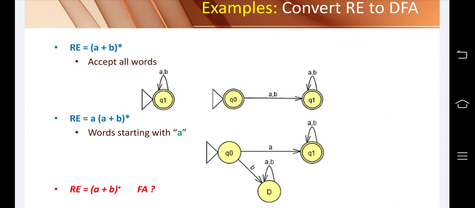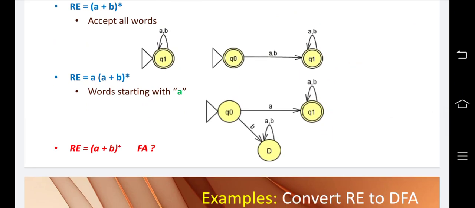The first example is a language which accepts all words. The regular expression is (a plus b) whole square. So it accepts any type of word from a, b, when the alphabet is a, b. So the simple finite automata is q1, the initial state plus the final state. Any combination of a, b will leave the string in the final state. So this is one way, and this is another way.